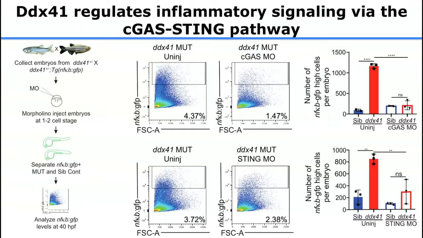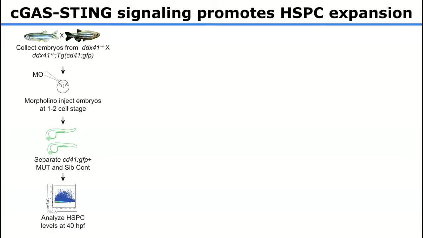What you can see is a very significant decrease in the NF-kappa B GFP activity in the cGAS morpholino animals as well as the STING knockdown animals, suggesting that the NF-kappa B inflammatory response is indeed mediated via the nucleic acid sensing pathway. So that's true. That's great.